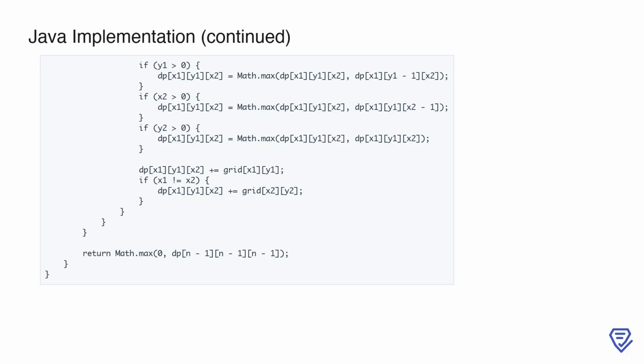Finally, the method returns the maximum cherries collected when both players reach the bottom right corner of the grid, which is stored in dp[n-1][n-1][n-1]. If no valid path is possible, we return 0 by taking the maximum of this value and 0. This approach ensures that the result is always non-negative, as collecting no cherries is preferable to an invalid result. The implementation effectively uses dynamic programming to solve this problem by breaking it into smaller subproblems and ensuring all possible paths and transitions are covered.